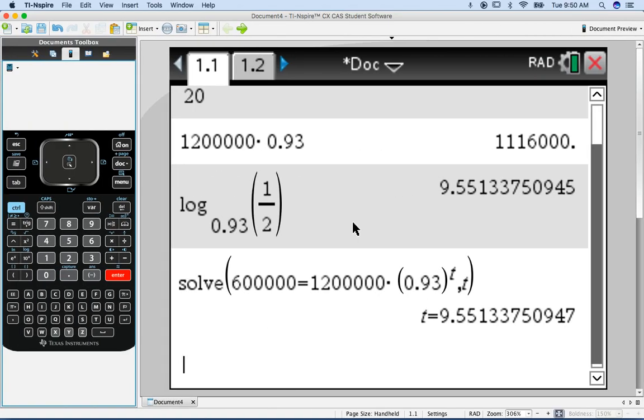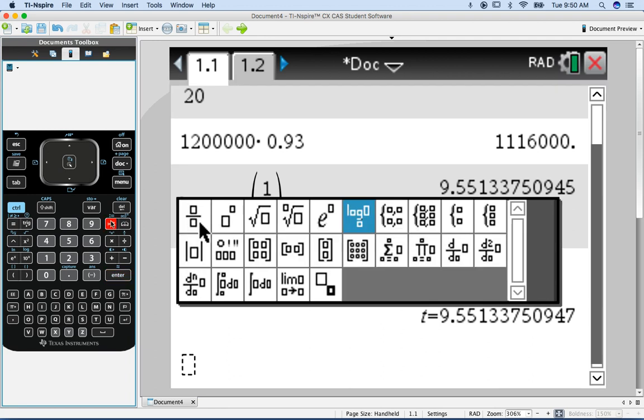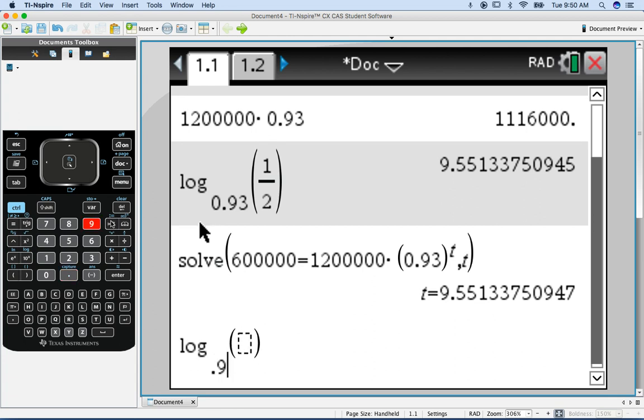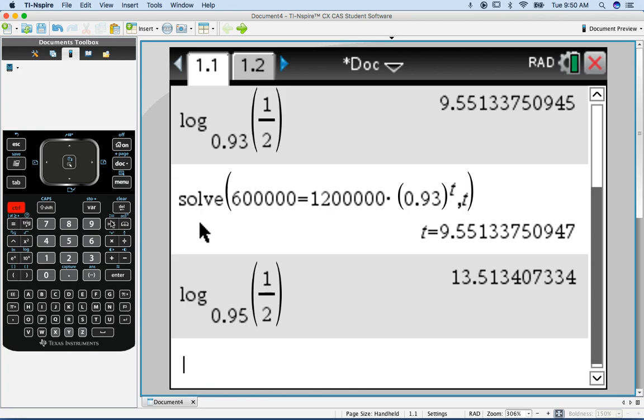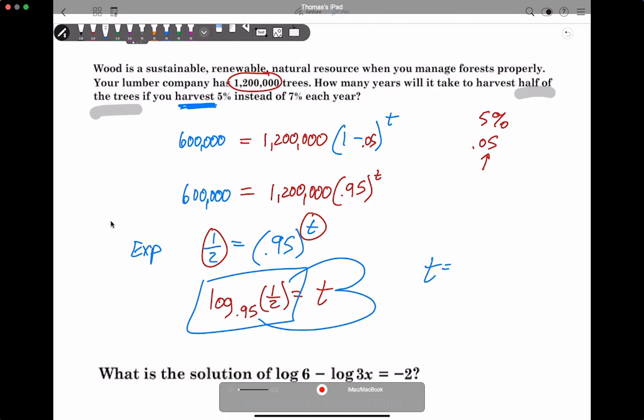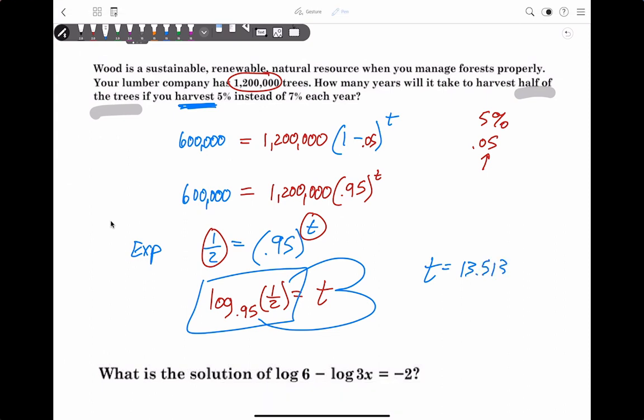Okay, so let's come over here, and we're going to say the log base 0.95. Again, I don't want you just to learn the solve feature. I don't want you to learn just one way of doing stuff because it will hinder your learning big time of the various ways that you could be asked on other tests like the SAT, ACT, AP testing, all kinds of other stuff. Okay, so we have 13.513 is the time. So t is approximately 13.513 years.